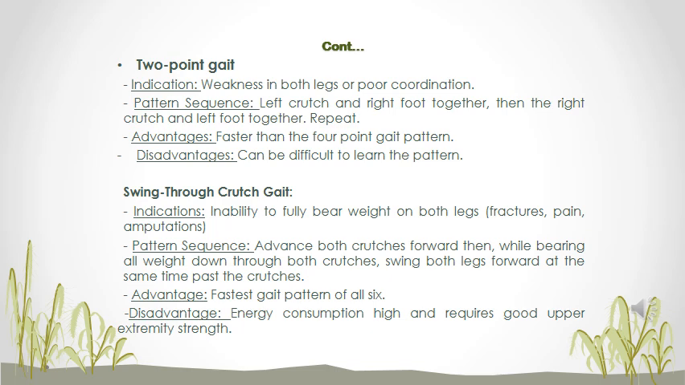Moving on to the swing through gait pattern, it's indicated when there's an inability to fully weight bear on both legs. There's a fracture, pain, or an amputation. The pattern sequence is as follows. Advance both crutches forward. Then, while bearing all your weight down through both crutches, swing both legs forward at the same time past the crutches. That's why it is swing through.